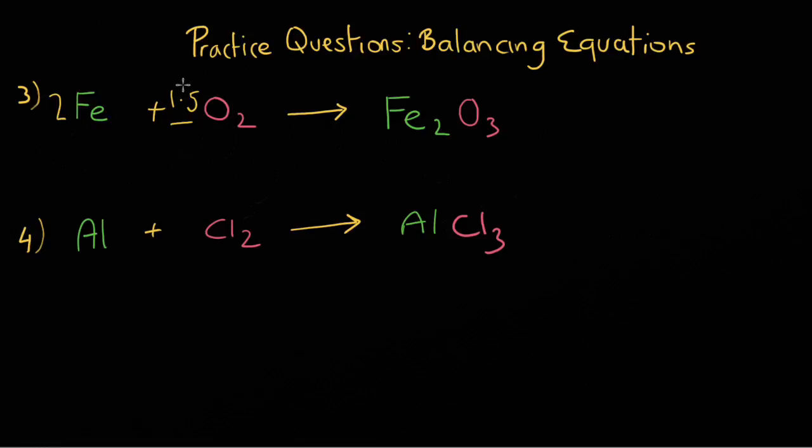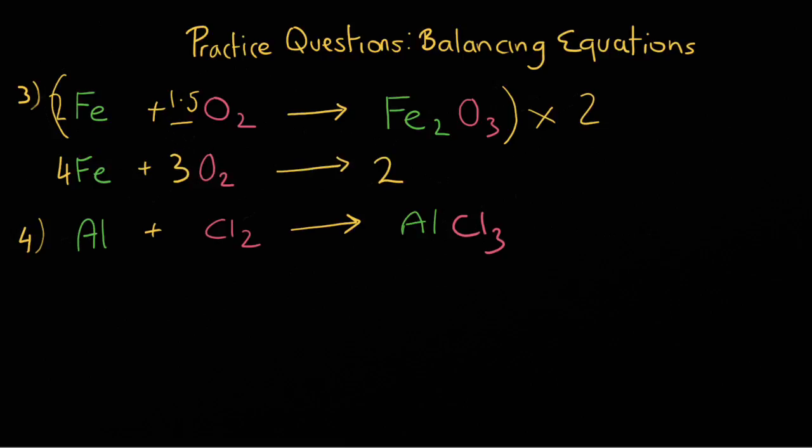So in instances like this, when we get a half in one of the coefficients, we've got to multiply the whole equation by 2. So we'll put that in brackets, and we're just going to say we're going to multiply that whole equation by 2. So the equation will look like this. Okay, great. So here's our balanced equation. 4 irons on the left, 4 irons on the right. 2 times 2 gives us 4. We've got 3 times 2 oxygens on the left, which gives us 6. And we've got 2 multiplied by 3, which gives us 6. So the equation is balanced.